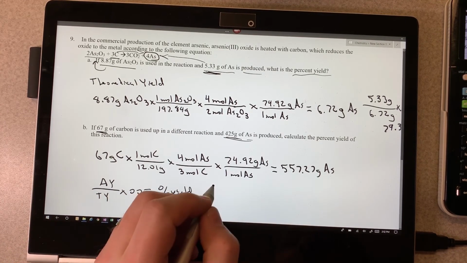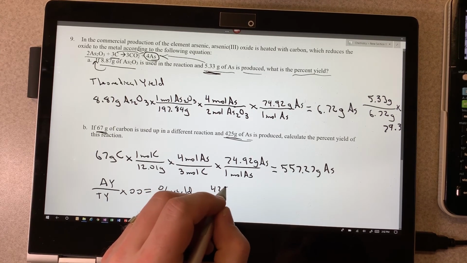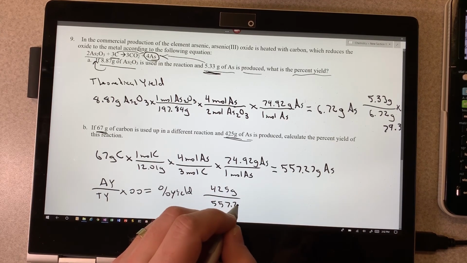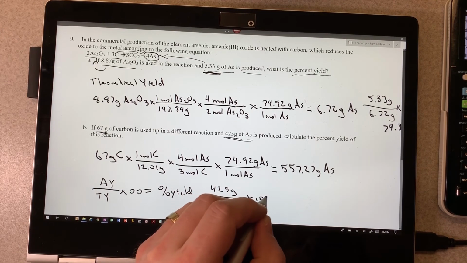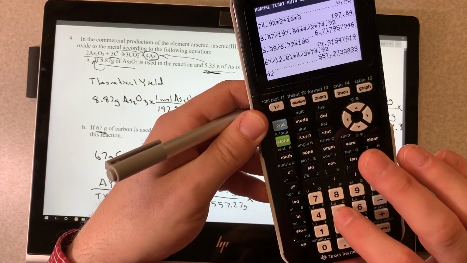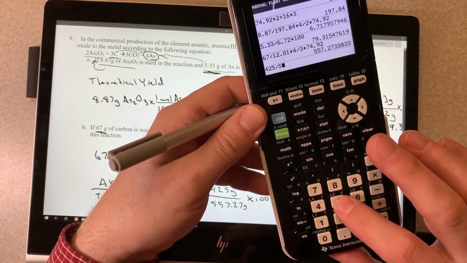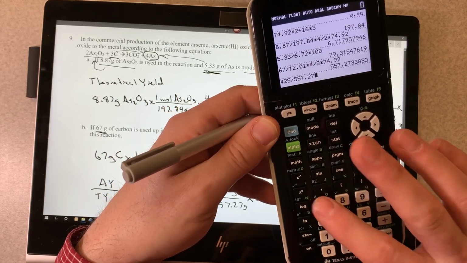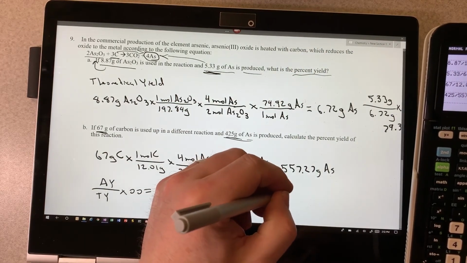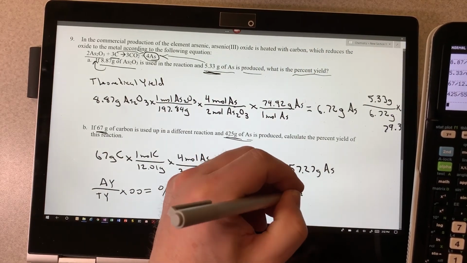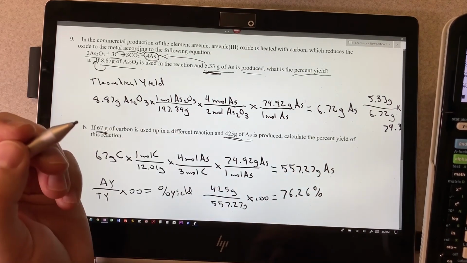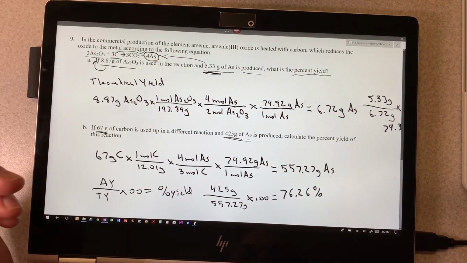All right, so I just have to plug this in. 425 grams over 557.27 grams times 100 gives me the answer. So 425 divided by 557.27 times 100 equals 76.26%. All right, so that's my percent yield for this problem.